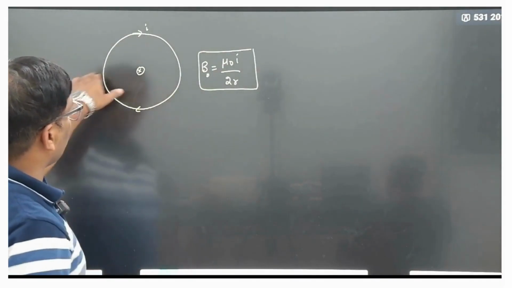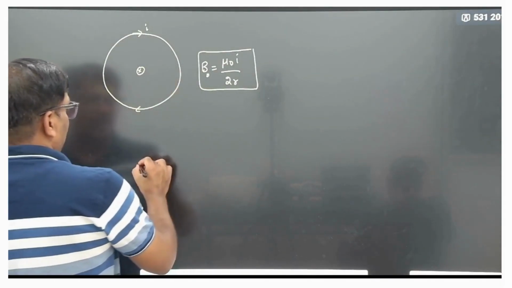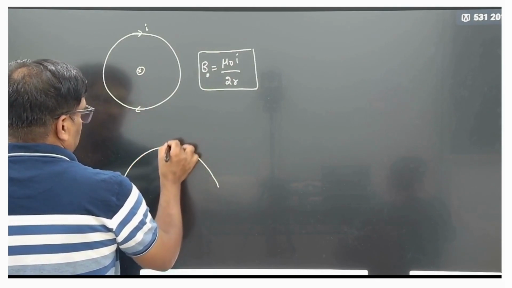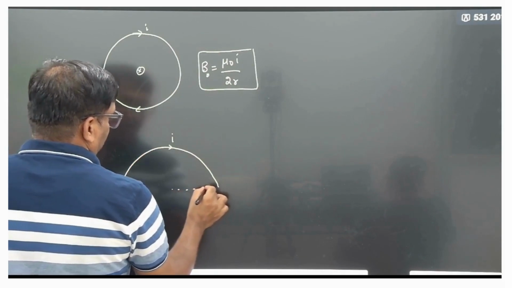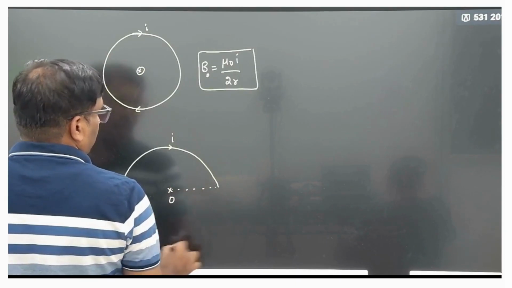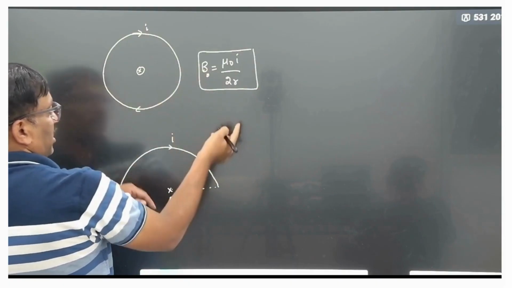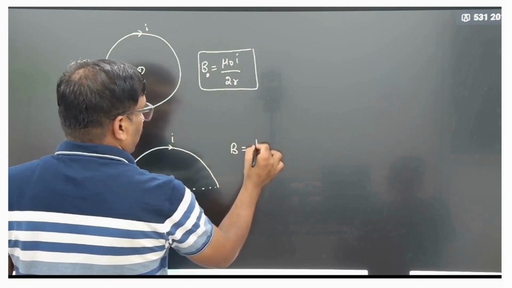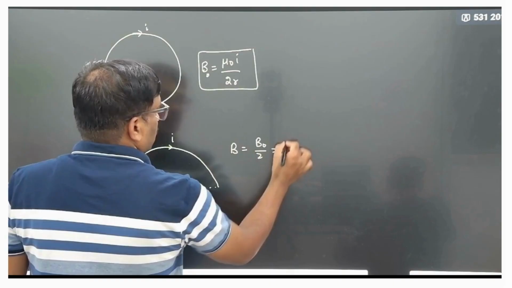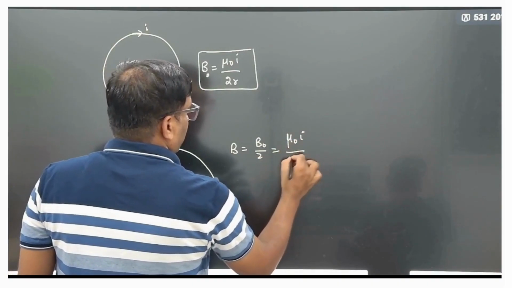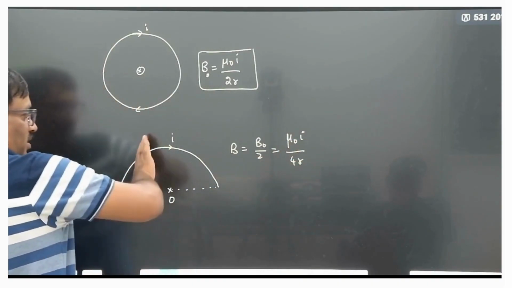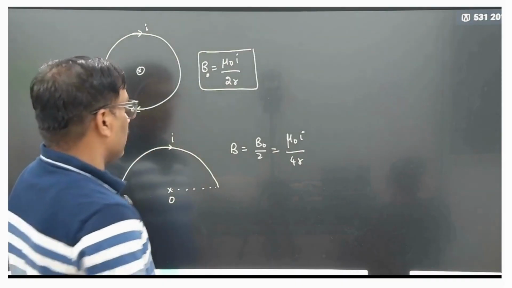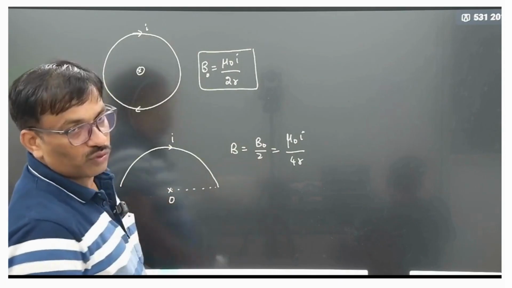Now I will cut this and take a semicircular coil. This is your current, and we want to calculate the magnetic field at the center. Half the part is removed, so for the semicircular coil at the center it will be B naught by 2. You can write mu naught into I by 4r. What will be the direction? The current is like this, so the magnetic field is inward. Clear? This is a semicircular coil, so we divide by 2.